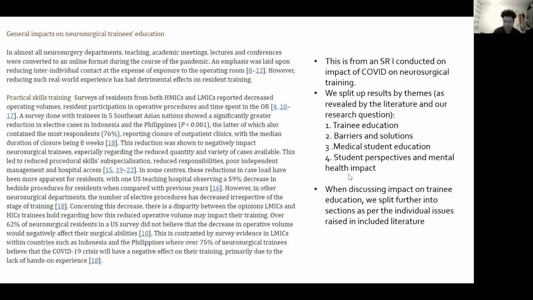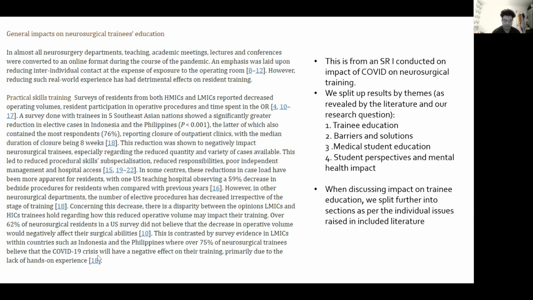But within that, trainee education is a massive area, right? It covers every single aspect of the training, from operative time to being able to access resources online versus not having as many opportunities to be in hospital for training and being around patients. There were so many changes that it's important we analyze each individual section as per the literature we have in front of us. So, for example, one key theme that arose was practical skills training.